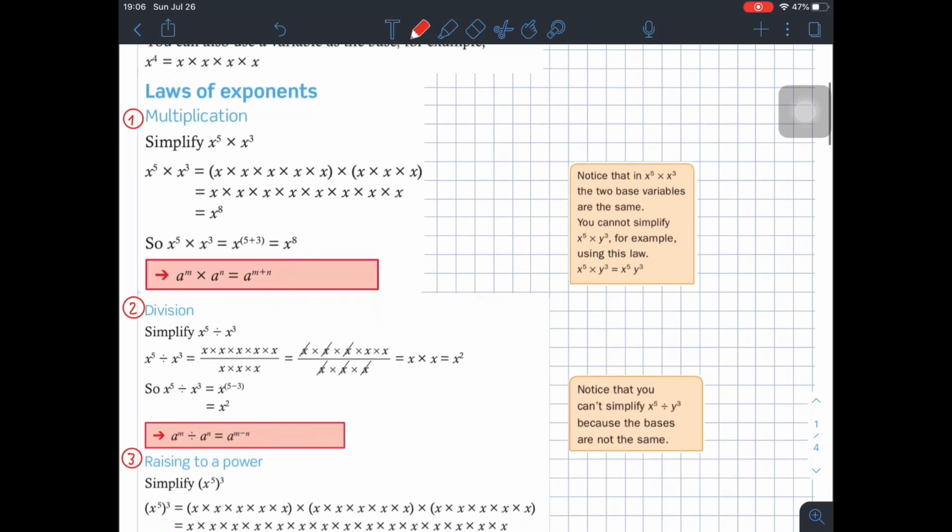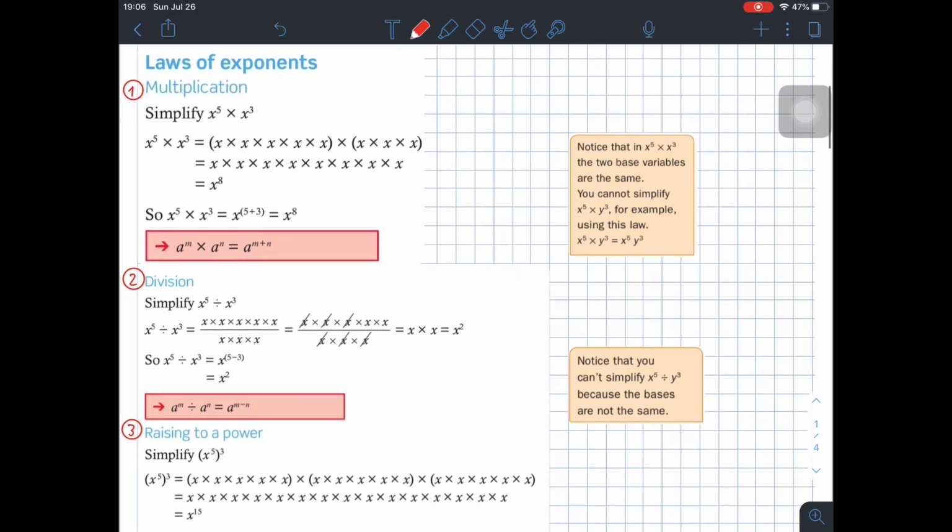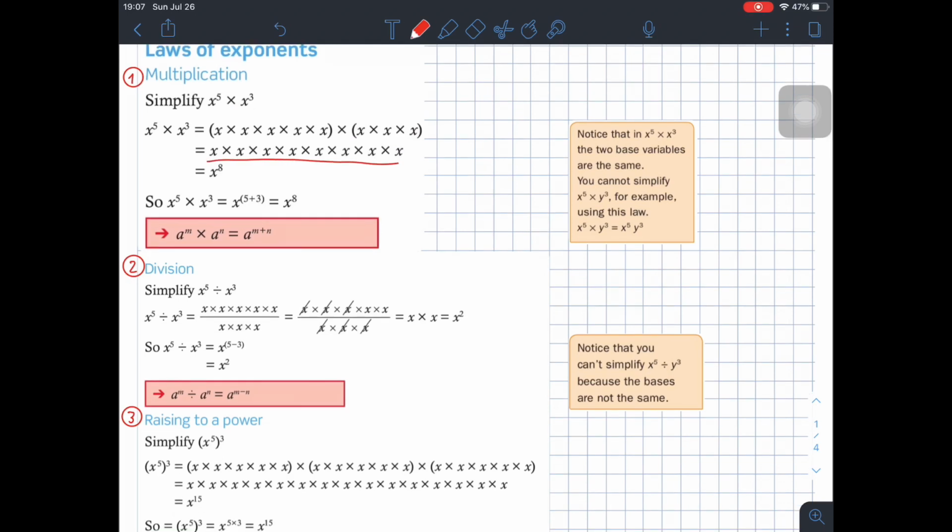So the first law is multiplication. It says, as an example, simplify x to the fifth power times x to the cube power. If we have a multiplication of two numbers with the same base, the exponents add up, right? And here you have the demonstration of why that occurs. If we multiply x 5 times and multiply that by x, which is multiplied 3 times, then we're going to get 8 x's, so this is the same as x to the power of 8.